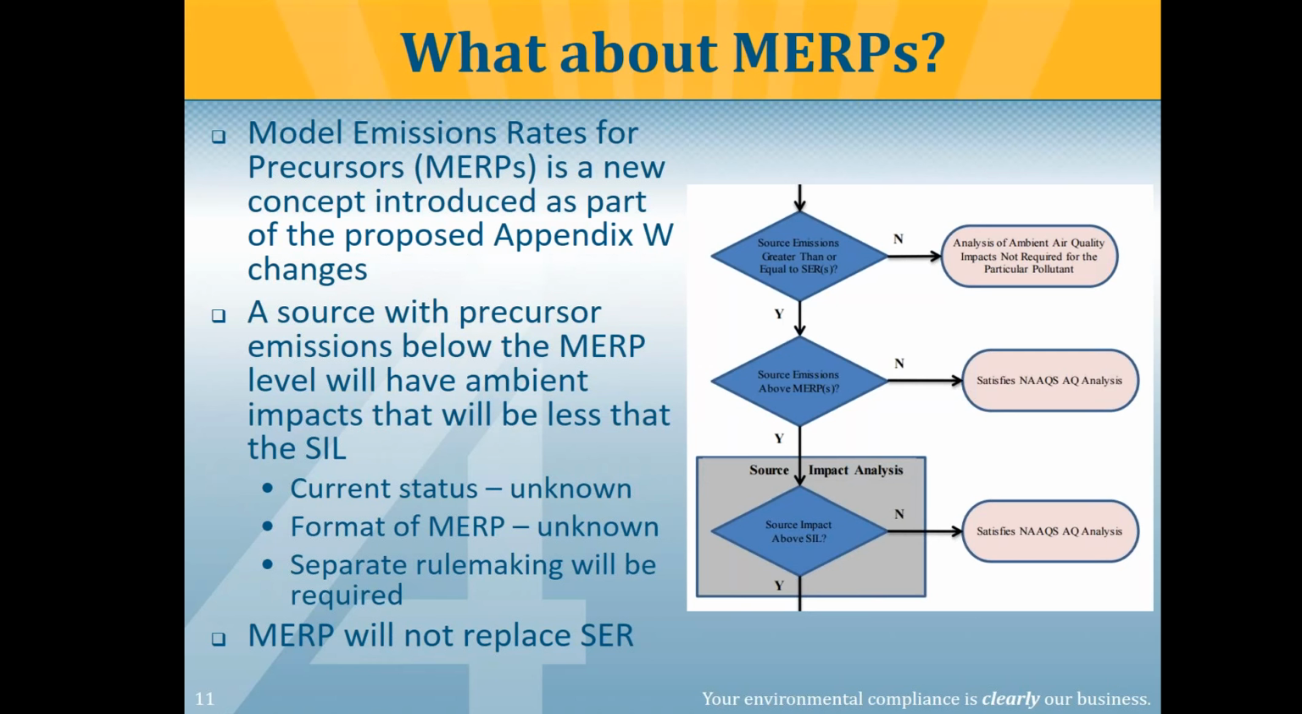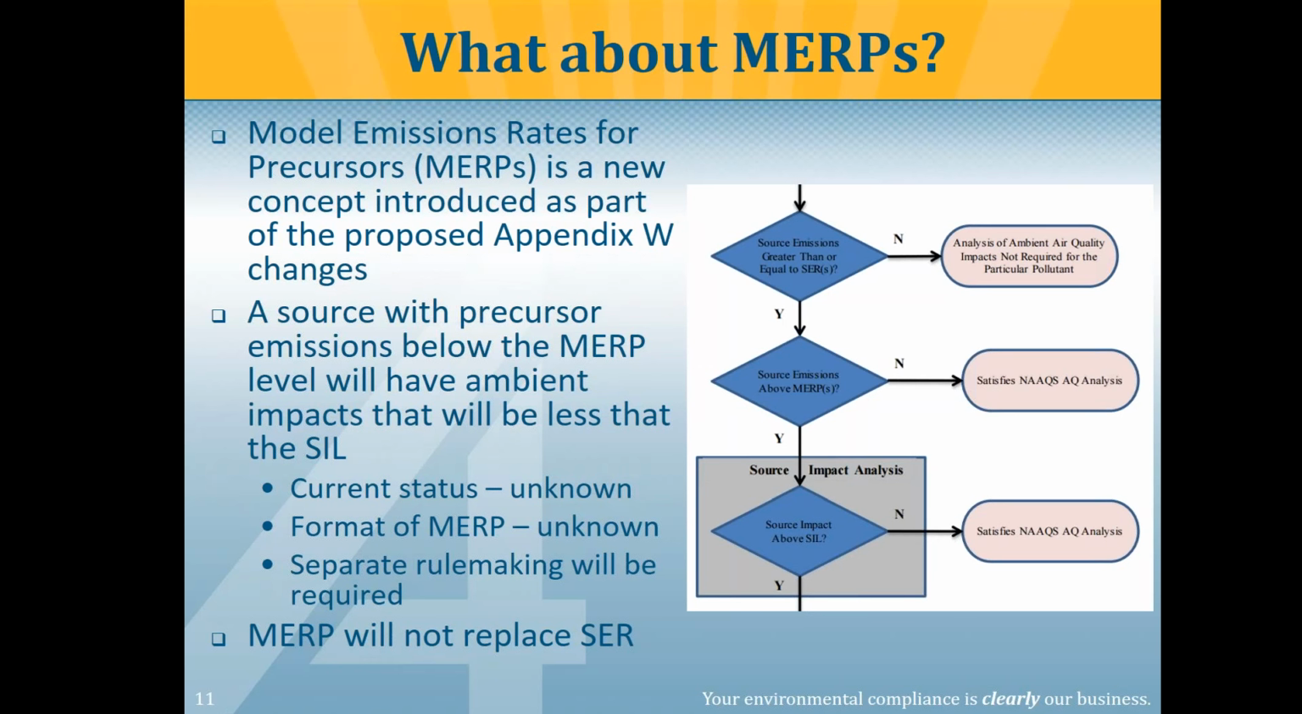EPA proposed the MERPs as a theory or as a concept in Appendix W changes, but haven't put out any guidance or any rulemaking to say what those values are going to be. Some of the critical things about MERPs includes, since ozone is a regional issue, are the MERPs going to be standard, or are the MERPs going to be regionally varying?